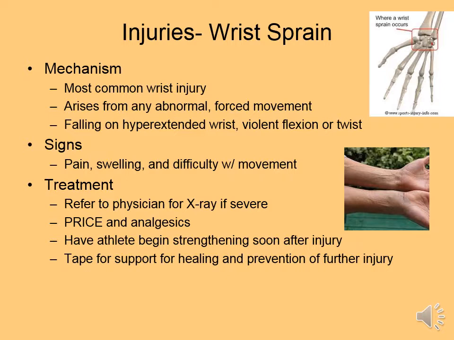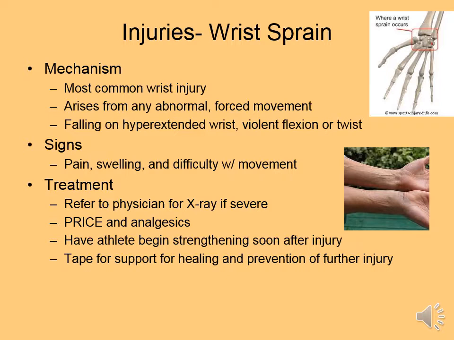Wrist sprains can arise from any abnormal or forced movement, often from falling on a hyperextended wrist, so falling down with an outstretched hand, basically, with the wrist hyperextended, a violent flexion, or a twist. Signs here would be pain, swelling, and difficulty with movement. Treatment would be to refer to a physician for x-rays if we think that the symptoms are severe.